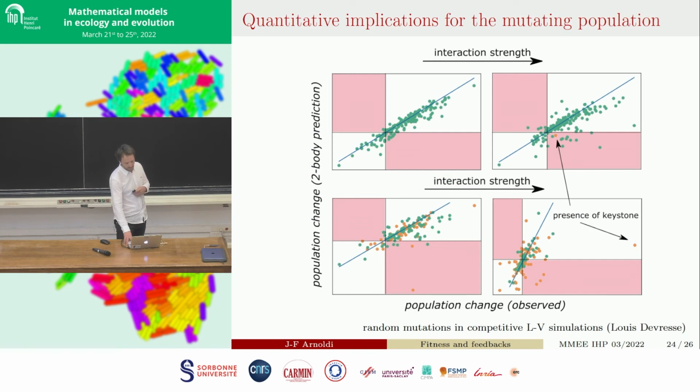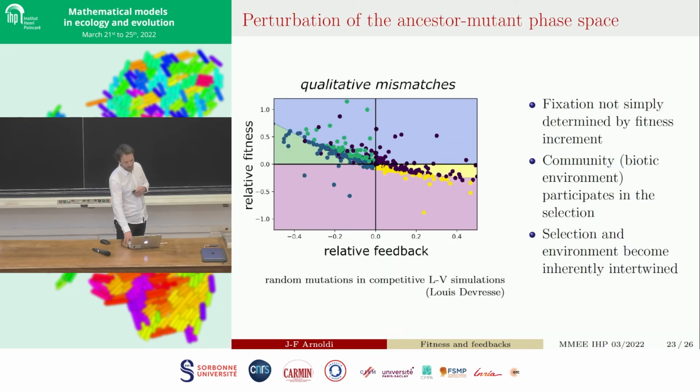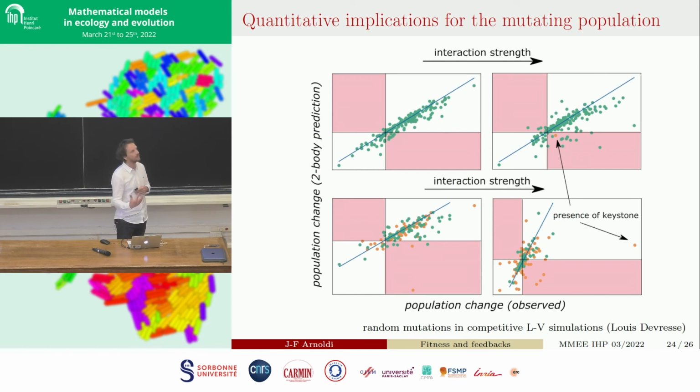Right. And this is my last slide. And here was the qualitative mismatch. But if I look at the quantitative, what do I expect the abundance of the population that has mutated to be after the mutation, based on just looking at the two-body resident, ancestor, mutant problem. If the interactions within the communities are small, on the top left, you see that basically the two-body problem is predicting things very well. But as the interactions within the community become larger and larger, it becomes less and less the case. At some point, it becomes a bit messy.